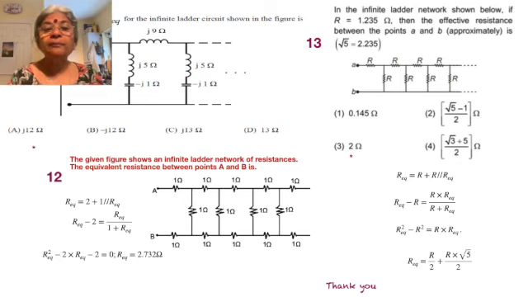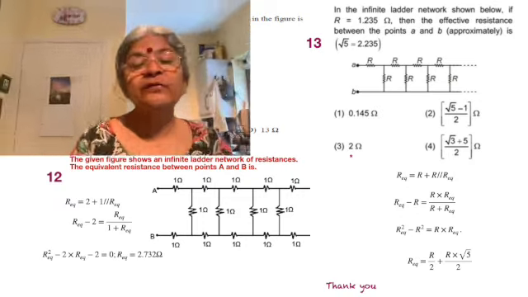If R is equal to 1.235, the resistor has now assumed a particular value. Then the effective resistance between the points A and B is approximately root 5, which is equal to 2.235. The network structure is shown, and as we very well know, the total resistance will have to be R plus a value less than R. I suppose that is clear. The working out is given below, as was done in the previous problem.